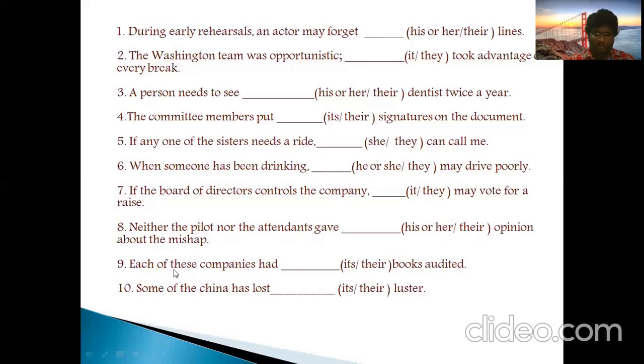And next one is here. Each of these companies had dash books audited. Which one are you going to pick up? Are you going to pick up its? So: each of these companies had its books audited. That is how it has to be, right? Some of the china has lost its luster, or their luster. Obviously its luster, not their luster.